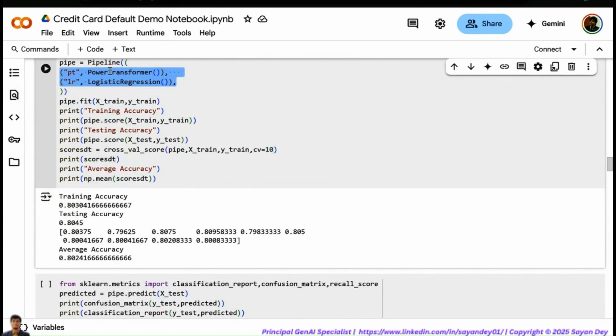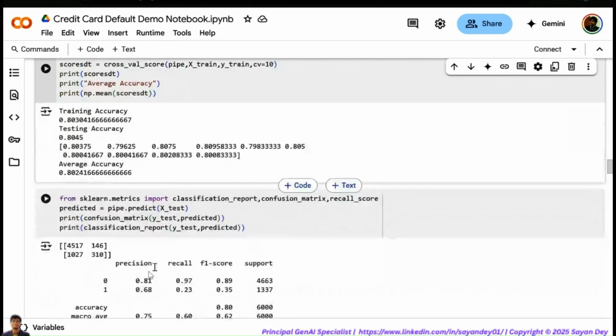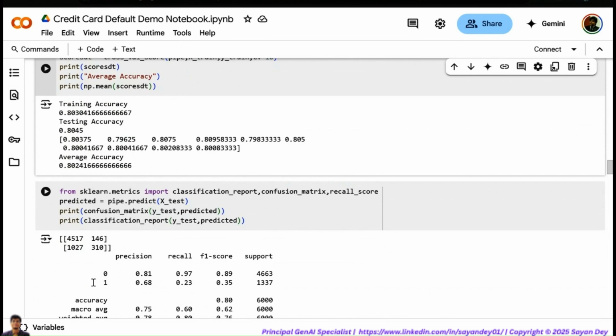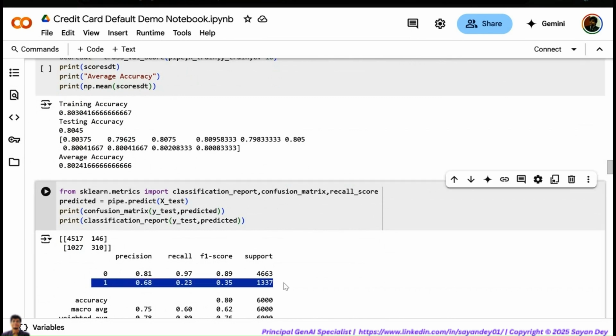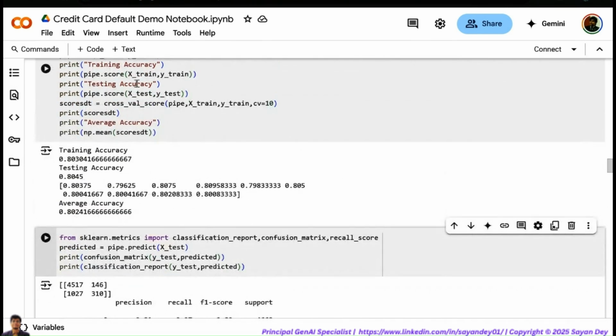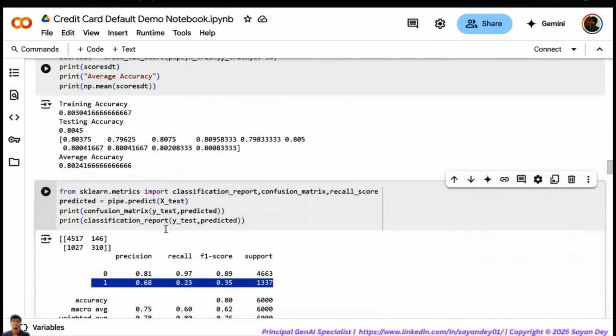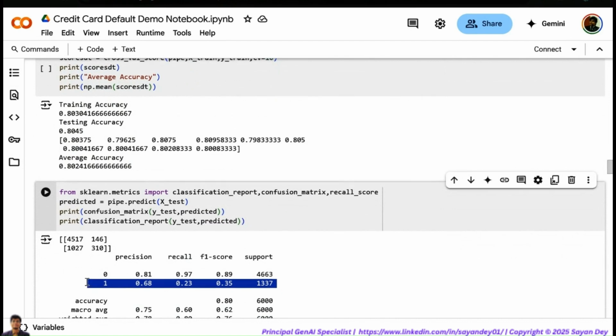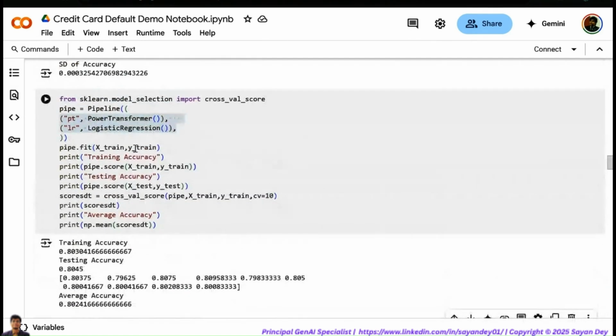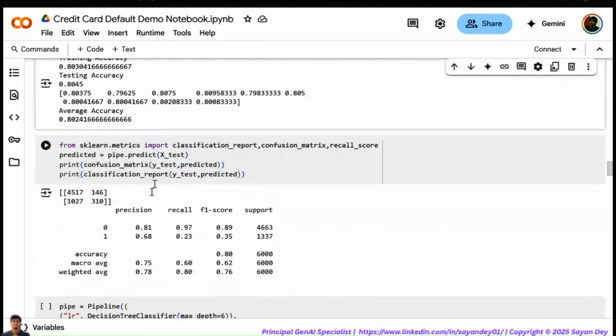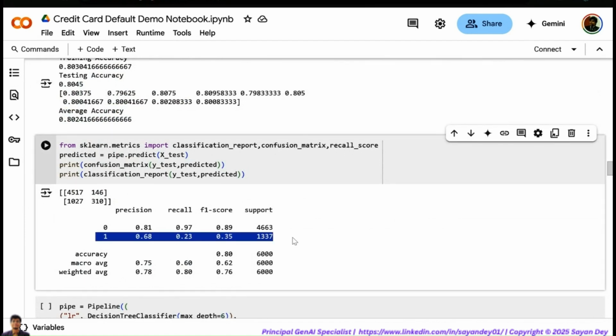In fact, after applying power transform, when I rebuilt the confusion matrix, you'll be surprised to see that this model is much better than what I had before. This is what I mean by incremental improvement. Initially, the baseline model was horrible. The one class was not performing well at all, but the moment I did power transform, the one class all of a sudden started to do better.